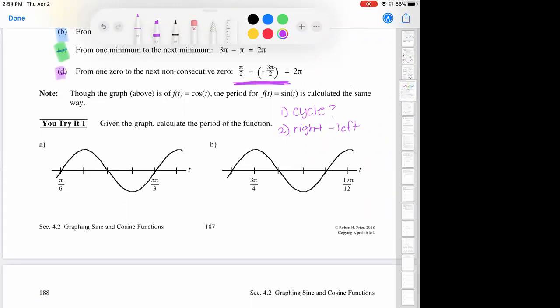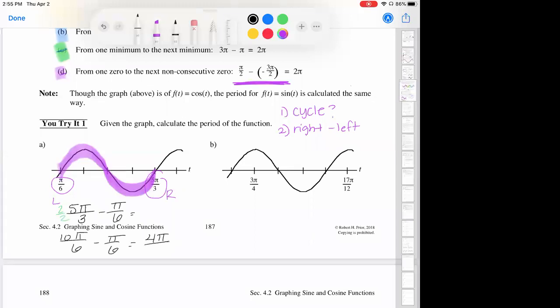So let's go ahead and give this a try. So let's say I want to make this cycle start at pi over 6. And we go up, and I have to go back to 0. So this will be the end of my cycle. This is your leftmost point, and this is your rightmost point. Let's work it out. It's right minus left. So I have 5 pi over 3 minus pi over 6. We want to get that common denominator, right? So multiply by 2 over 2. I have 10 pi over 6 minus pi over 6. So that gives us 9 pi over 6. Simplify, they have a common factor of 2. So we have 2 pi over 3. That is our period.